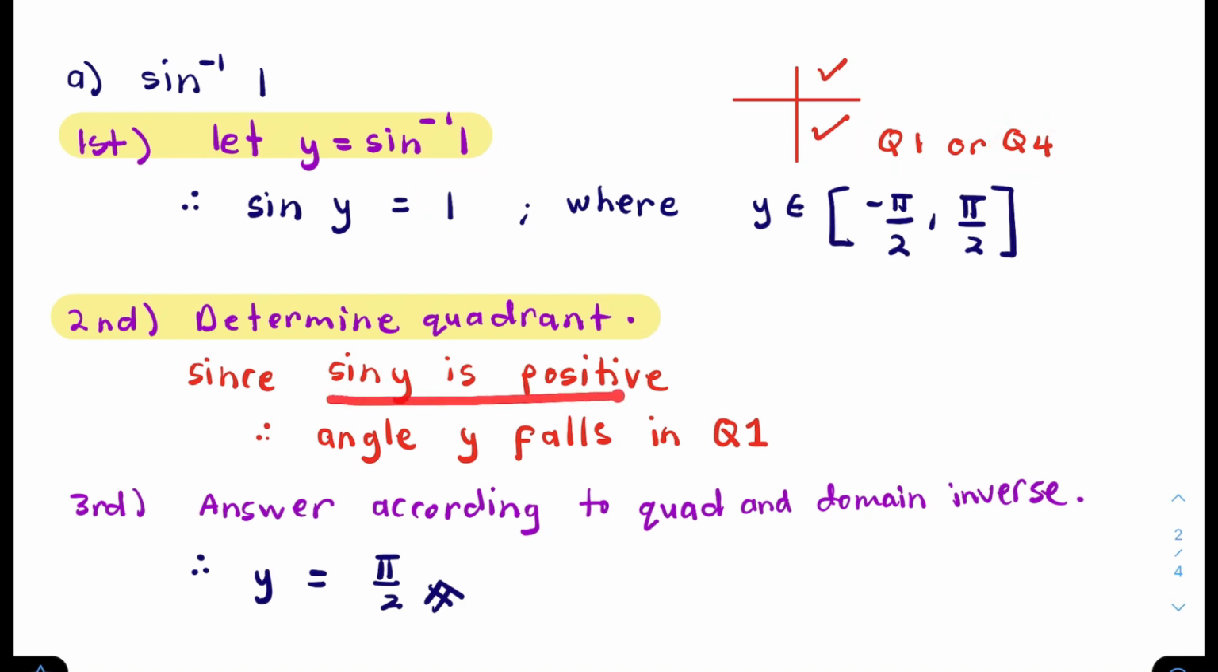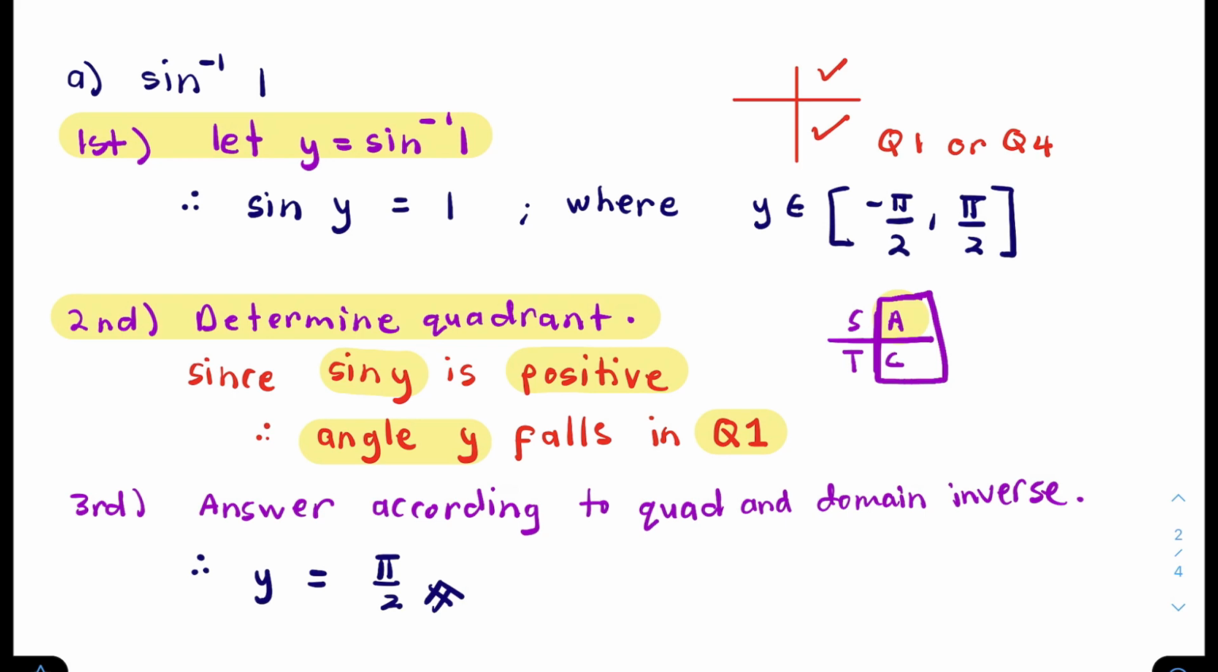Since your sine Y is a positive value, if you use your add sugar to coffee, it will be at quadrant 1 or 4, because you only look at these two quadrants. Supposing your sine positive, it will be only at quadrant 1. So since sine Y is positive, your angle Y will fall at quadrant 1. That's how you know your quadrant.